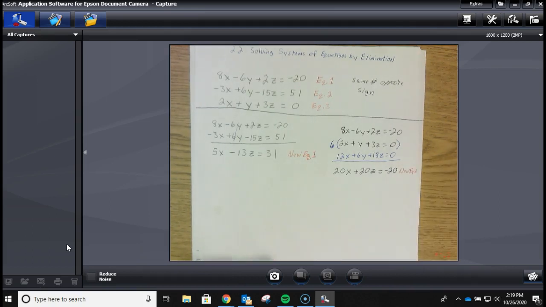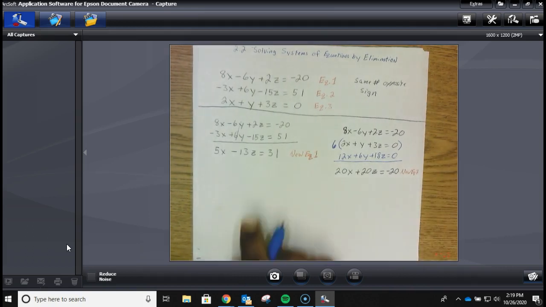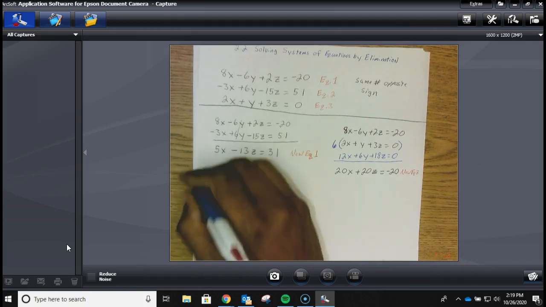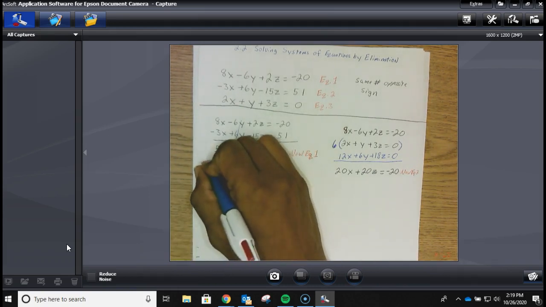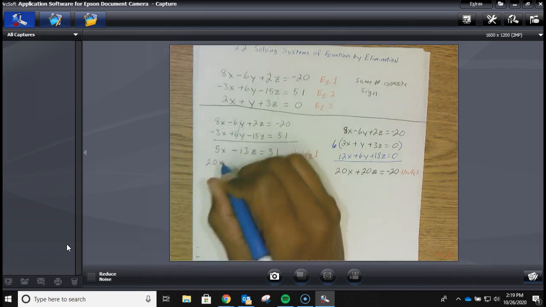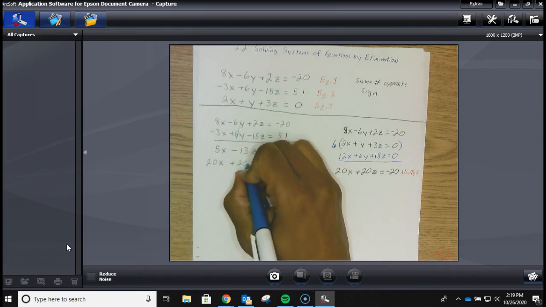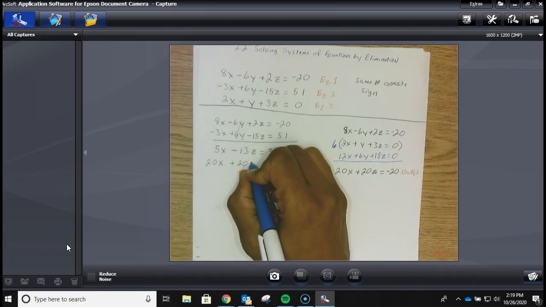Okay, so I have my two new equations here and here. So now I'm going to put these two equations together and I'm going to say, okay, again, same number, opposite sign. So we've got to choose which one we want to eliminate here. Which one would you eliminate right here? Which one would be the easiest to get the same number, opposite sign?